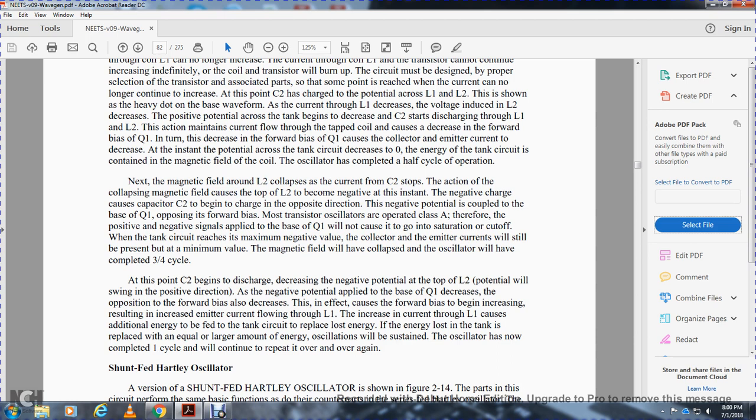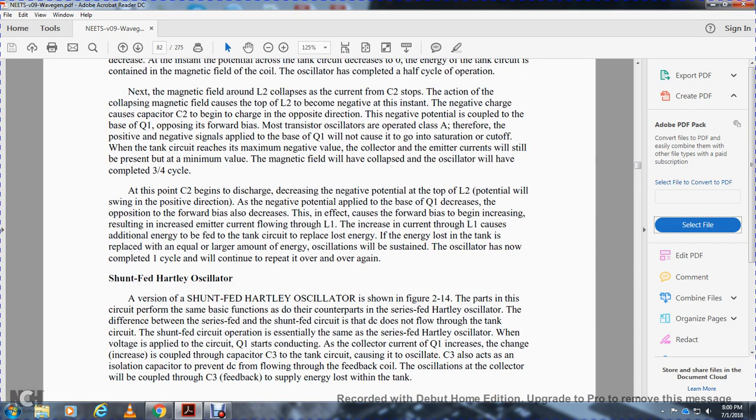Therefore, the positive and negative signals applied to the base of transistor 1 will not drive it into saturation or cutoff. When the tank circuit reaches its maximum negative value, the collector and emitter currents will still be at their minimum value. The maximum magnetic field will have collapsed. The oscillator will have completed three-quarters of the cycle.